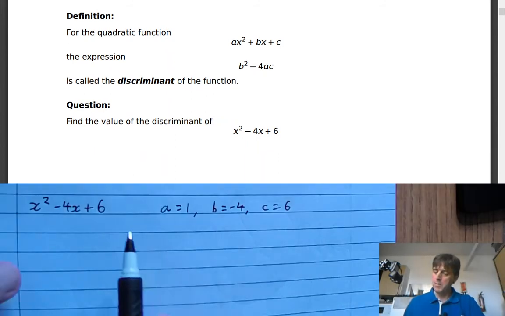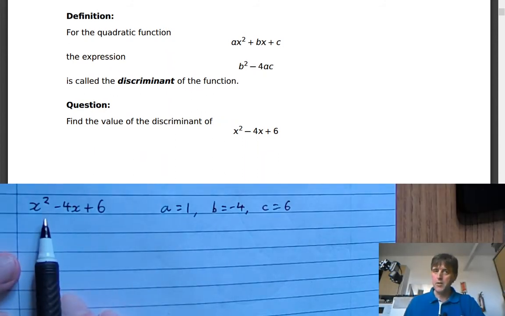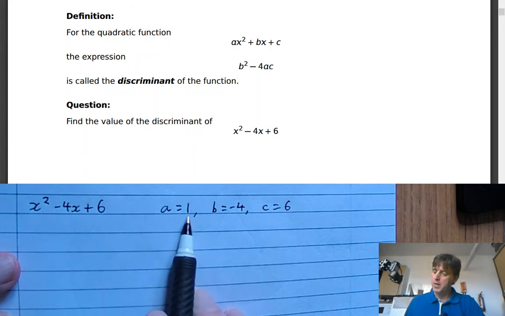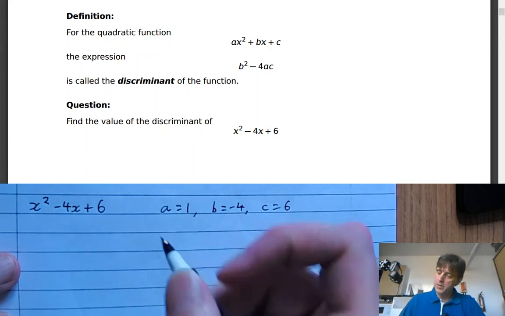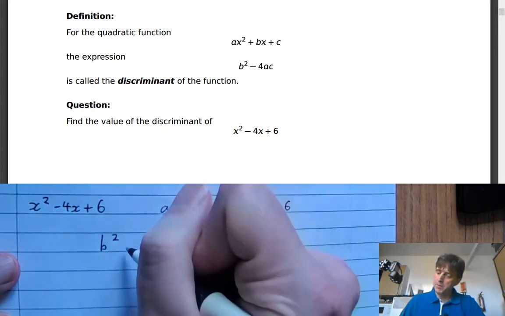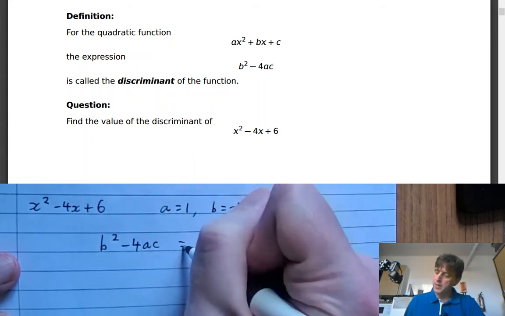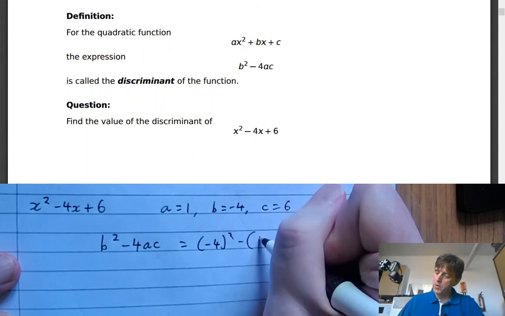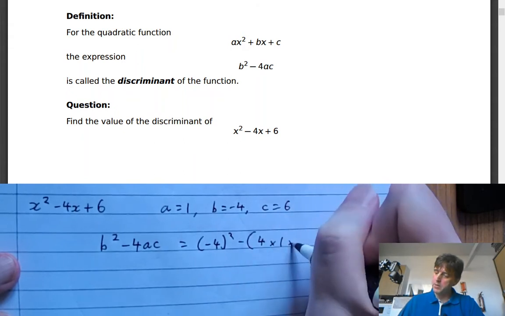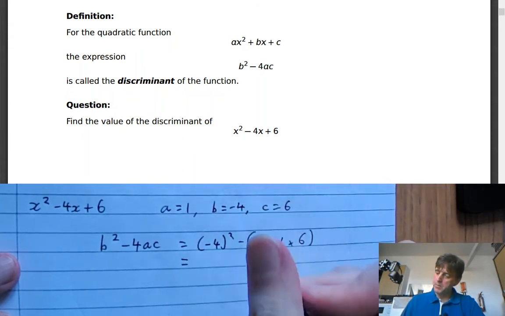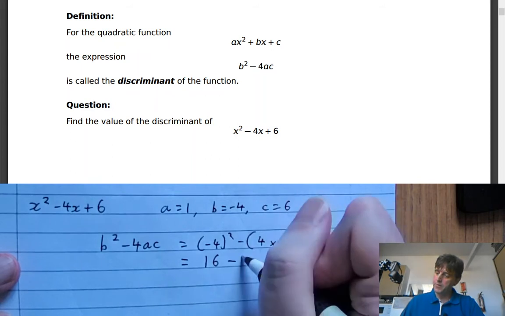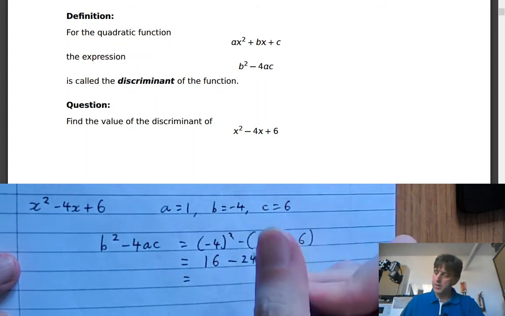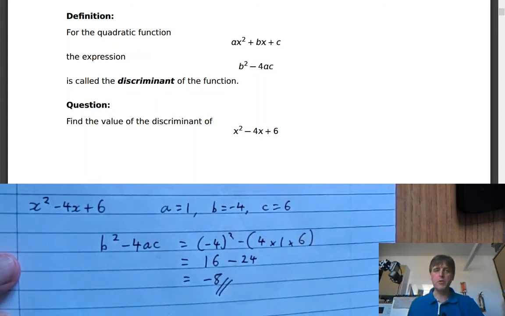Okay, so hopefully this wasn't too difficult. The b squared minus 4ac, well, here's my a, here's my b, here's my c. So the discriminant, b squared minus 4ac, is going to equal negative 4 squared minus 4 times 1 times 6, and that becomes 16 minus 24, which is negative 8. So the discriminant of this expression is negative 8.